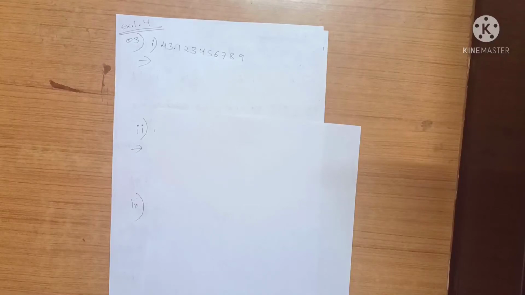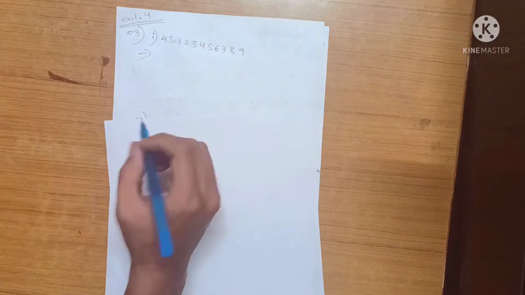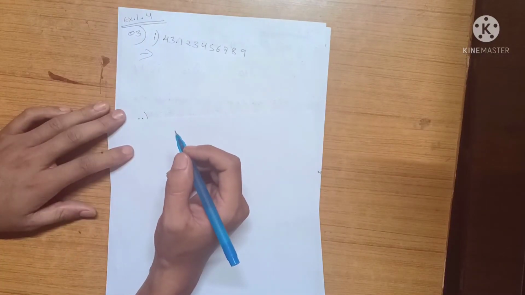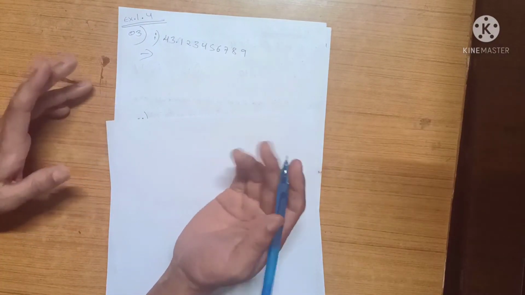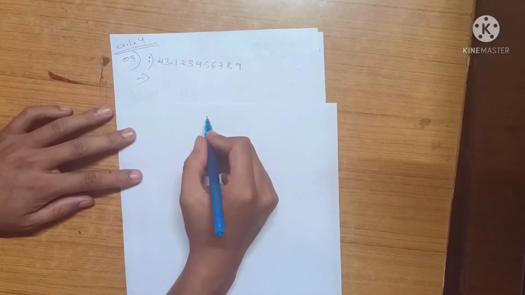Okay, let's do the last question for test 1.3. Question number 3, Roman number 1. They're asking which of these is rational and irrational. So first of all, let me tell you what is rational and irrational.